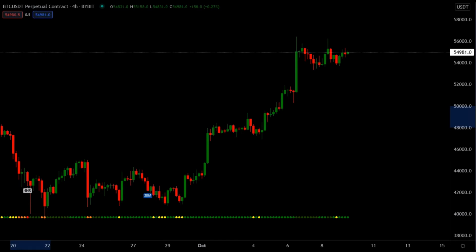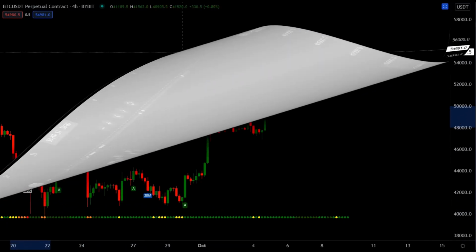Is it going to turn bullish immediately? That may not be the case. That's why we have safe signal. Safe signal lets you see when conditions are bearish and when they're bullish.